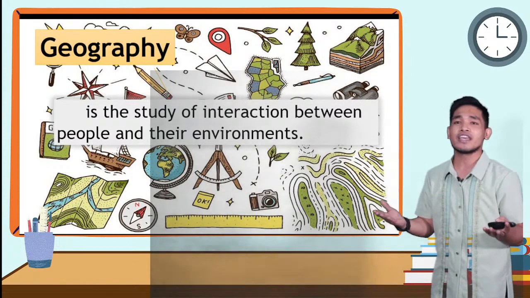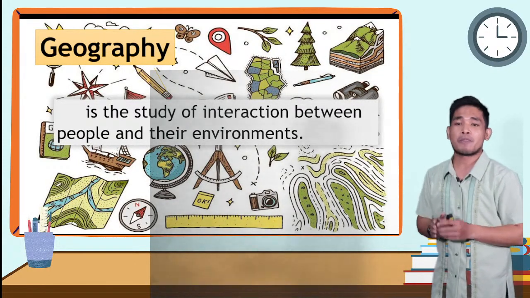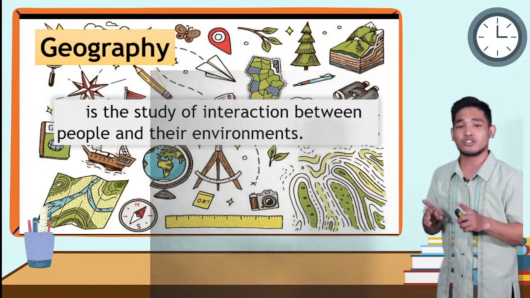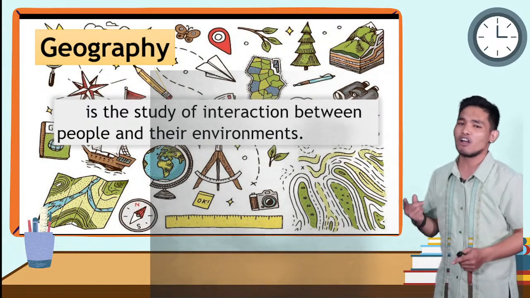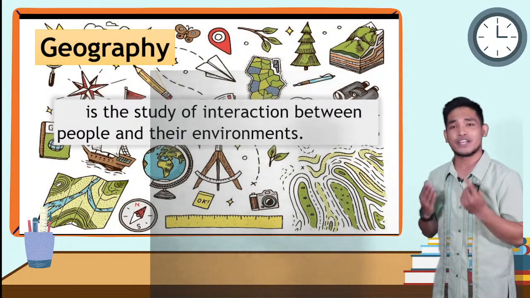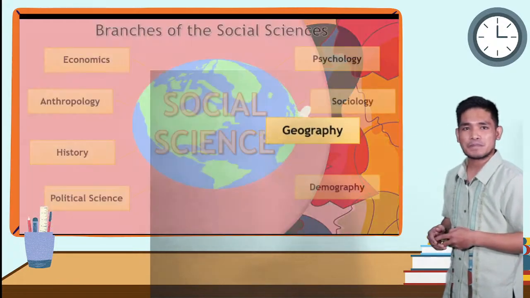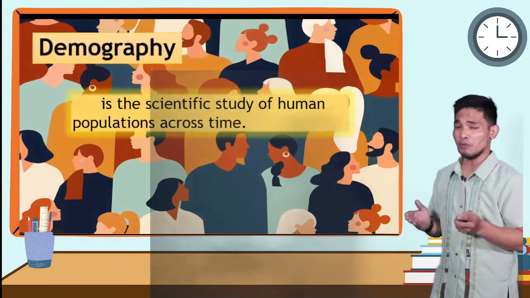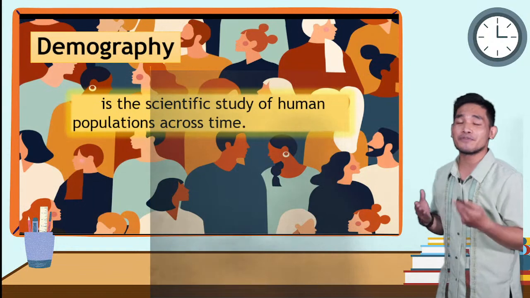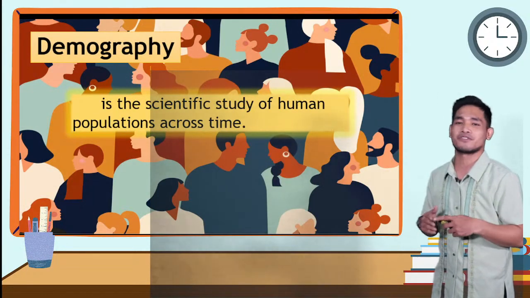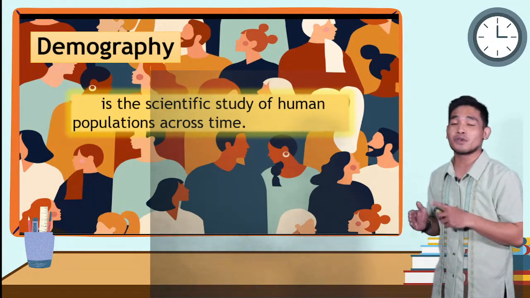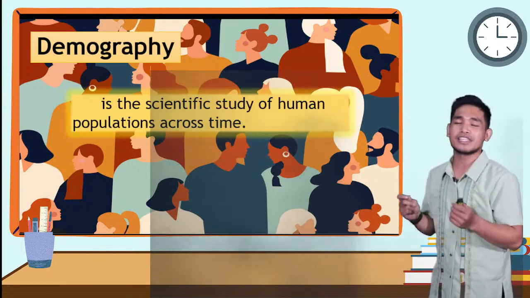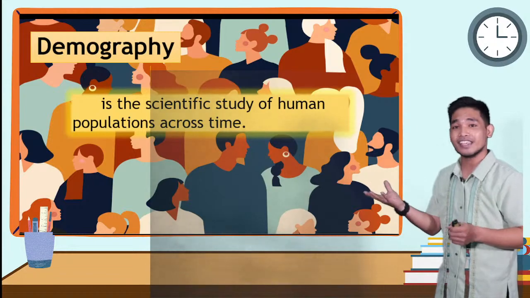Geography is also part of the science that deals with the description, distribution, and interaction of the diverse physical, biological, and cultural features of the Earth's surface. What about demography? Demography is the scientific study of human population across time. This is also part of social science, a study of human populations, especially with reference to size and density.